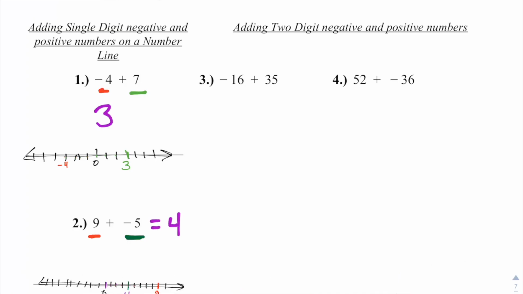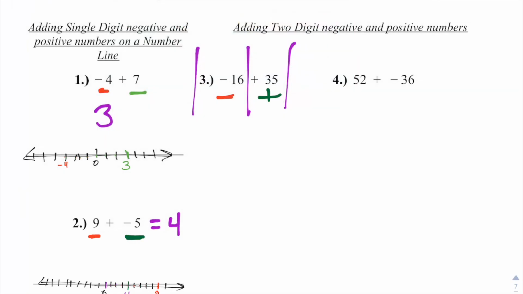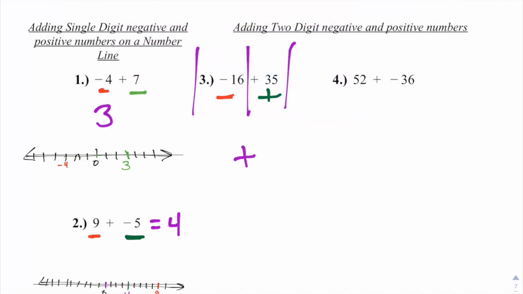Another technique that I showed you in a previous lesson is to think of the two terms as separate teams and find the difference between the two teams, and then whichever team is greater, that's the sign that wins the game. So here we have two teams. We have the -16 team, and then we have our +35 team. And we have to find the difference and then decide which team is greater. Well, obviously we know that 35 is greater than 16, so our answer is definitely going to be positive.